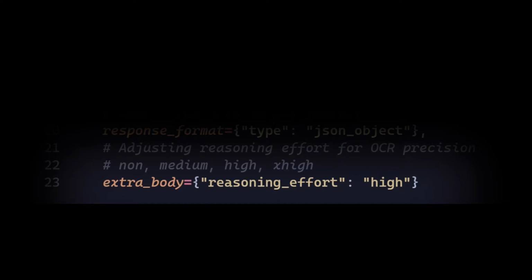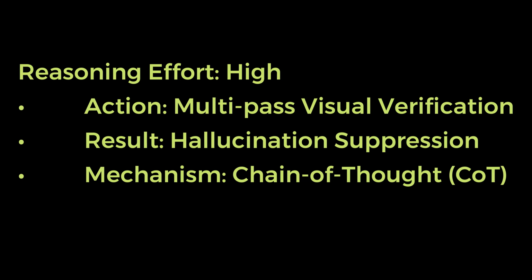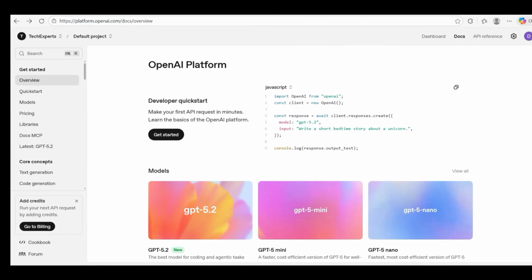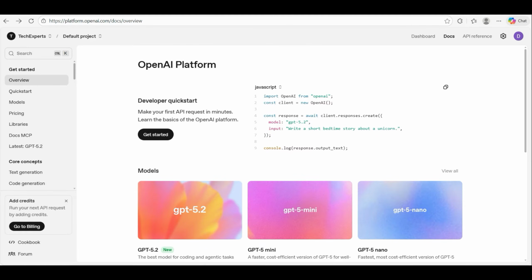By setting this to high, we're telling the reasoning engine to allocate more resources to its chain of thought. This allows the model to perform multiple passes over the image, self-correcting any OCR hallucinations before it delivers the final JSON. First, we need to set up an API key.